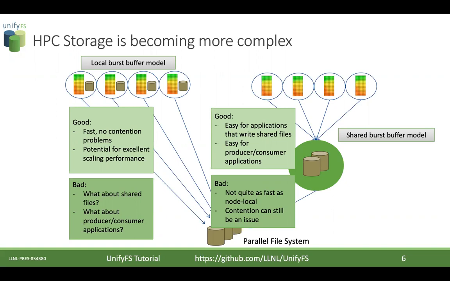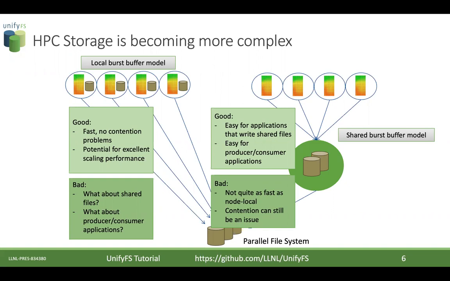So in contrast, the shared burst buffer model does provide a shared namespace, so it solves some of the bad issues with local storage or local burst buffers. And so it's easy for applications to adopt. The downsides are it may not be quite as fast as the consistent, repeatable behavior of node local storage. And it is a shared resource. And so you may see contention still, either coming from the compute nodes to the shared burst buffer, or also from multiple jobs sending data from the shared burst buffer to the parallel file system.